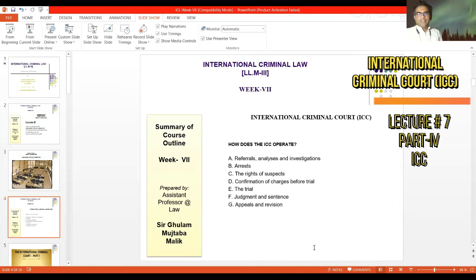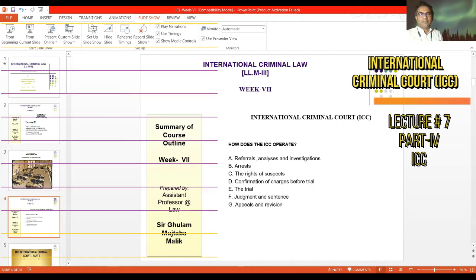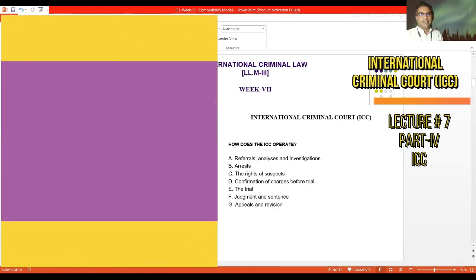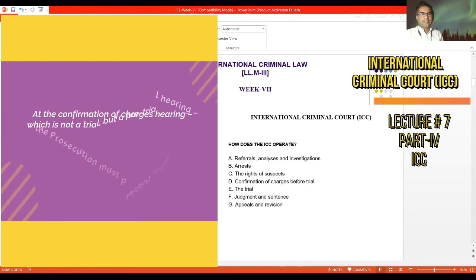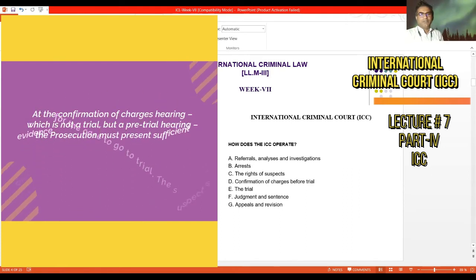The next part of this lecture is the confirmation of the charges before trial. Do suspects appear before the court as soon as they arrive in The Hague? Yes, the suspect's first appearance before the court takes place shortly after his or her arrival in The Hague. During the first appearance, the pre-trial chamber confirms the identity of the suspect, ensures that the suspect understands the charges, confirms the language in which proceedings should be conducted, and sets a date to begin the confirmation of the charges hearing.